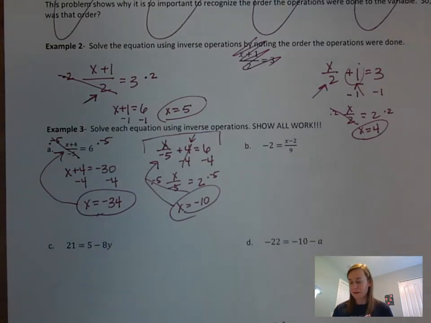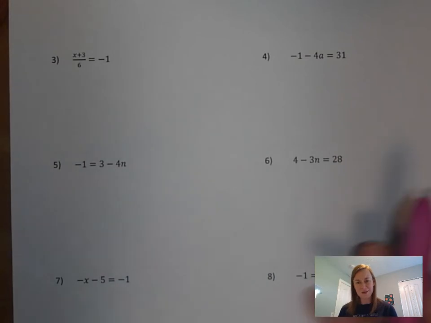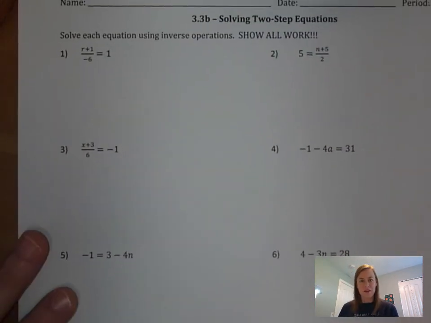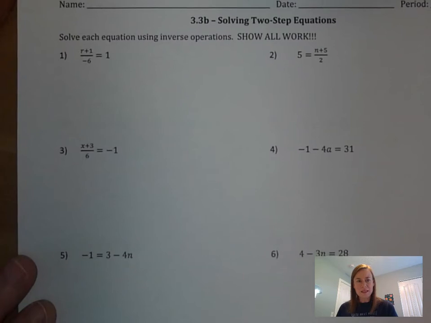Okay, I want to go ahead and take a peek at your assignment. So go ahead and get your assignment if you have it. If not, you can just take notes on your paper. That is all good. So we have lots of different kinds. Let's look at number 1.